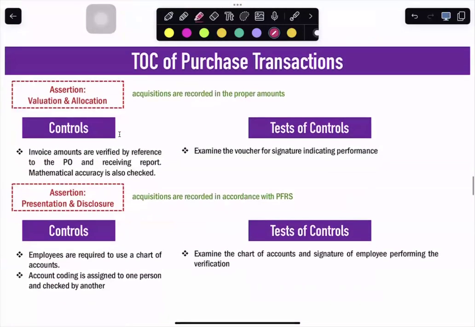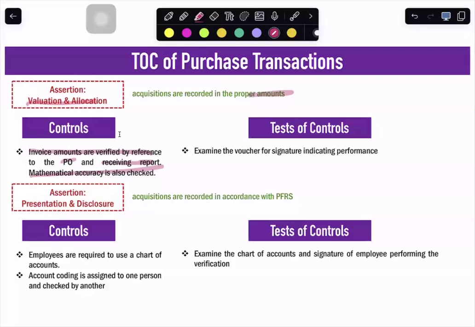Next, the TOC for purchase transactions, valuation and allocation. This talks about the amounts prepared or presented in our records and financial statements. So first, invoice amounts are verified by reference to the PO and receiving report, and mathematical accuracy is also checked.